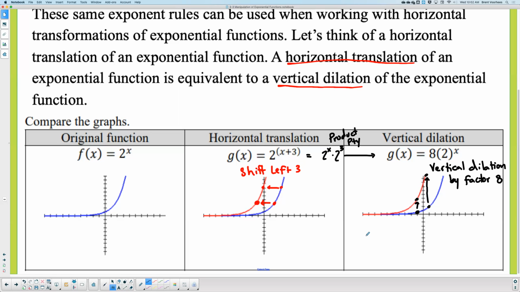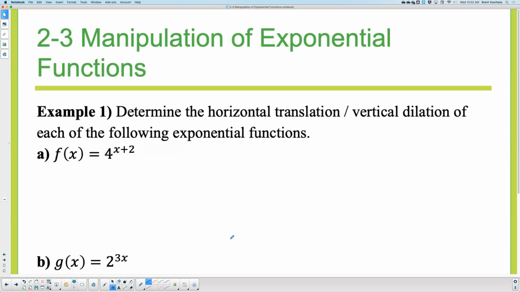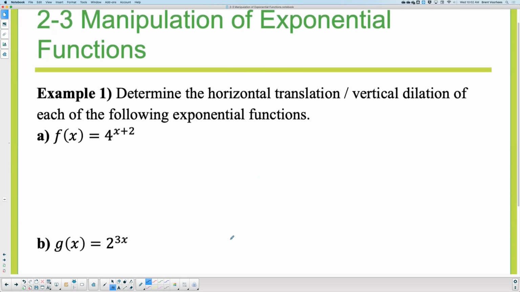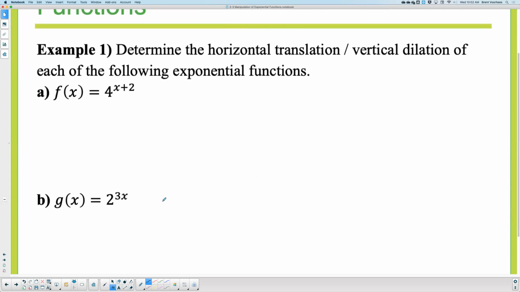So the meat of this lesson is going to be playing around with exponential functions to make them represent different values. All right. So on the first one, determine the horizontal translation or vertical dilation of each of the following exponential forms. Starting with this one, I have a transformation here. I have an x plus 2. That's the transformation. The 4 is the base, not a transformation. The plus 2 is a transformation with the x, inside the power.